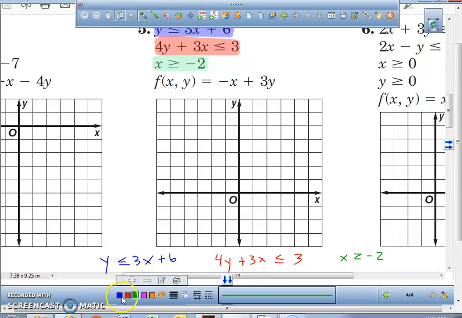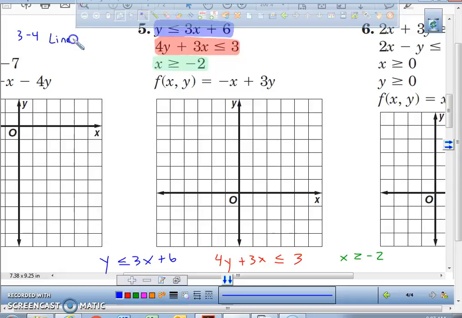We are continuing the section of 3-4 in linear programming. So right here we're going 3-4 linear programming. Now I've set this up right here. We're going to graph the blue line, we're going to graph the red line, and we're going to graph the green line. All right, two of these are functions. One of these is not a function.